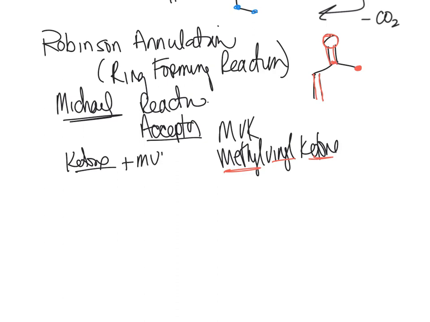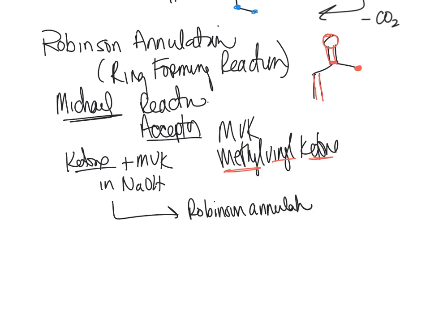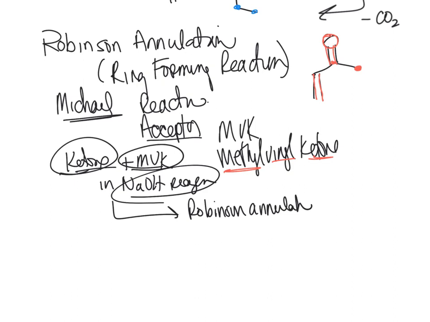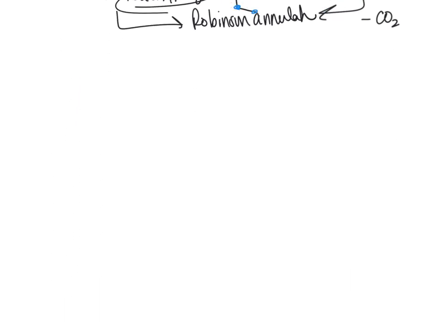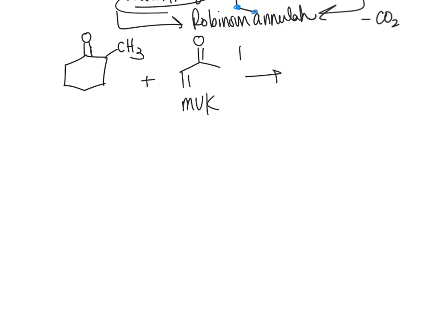So plus MVK in base, so sodium hydroxide, you're going to get a Robinson annulation. So you use some form of ketone, you use the MVK, those are your substrates, this is your reagent, base, and you're going to get a Robinson annulation. So it's going to be ring forming. So let's look at that reaction. CH3, and we're going to react this with methyl vinyl ketone, MVK, and we're going to throw in some base.